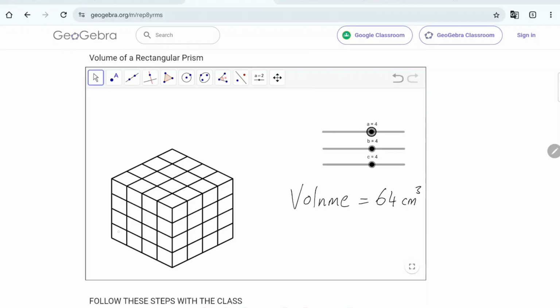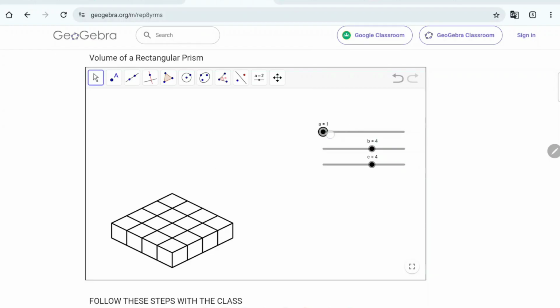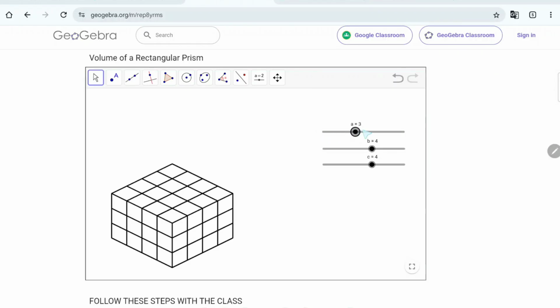Now, instead of counting out all of the cubes in the shape, we could have multiplied the length by the width. This is 4 cubic units across. This is 4 cubic units across. So this is the length, this is the width, and this is the height. So this is the reason why we multiply the length by the width by the height to get the volume.